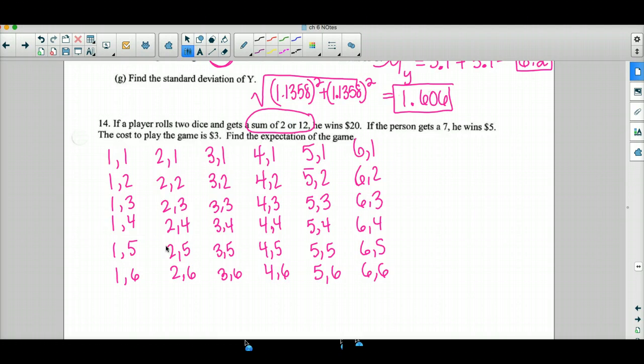All right, sum of those. How many ways can you get a sum of 2? This is the only way. But we also need a sum of 12. How do we get a sum of 12? 2 sixes. So what's the probability of getting a 2 or a 12? 2 out of 36. Okay, so that's a 2 out of 36. I'm going to win $20. If the person gets a 7, he wins $5. So the person gets a 7.